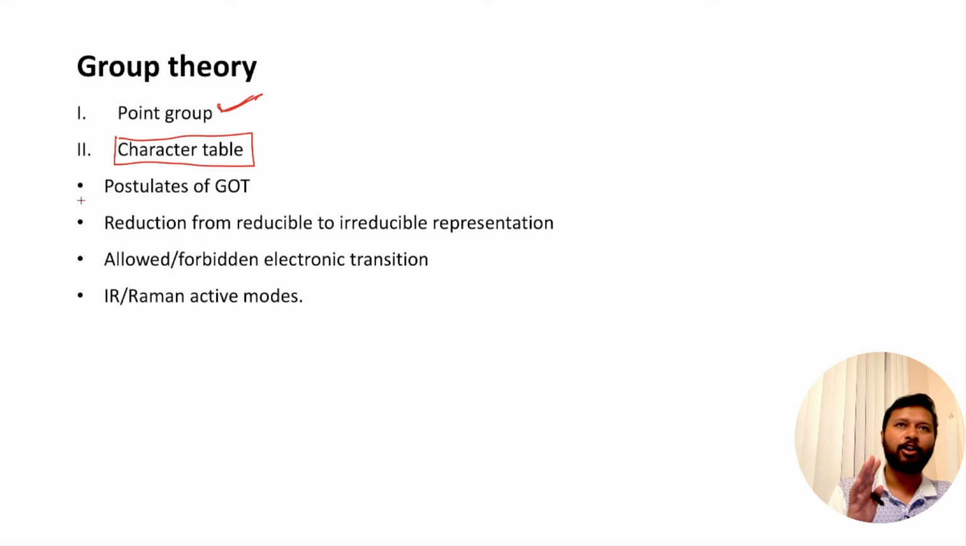All the information is given in a crisp manner so that it won't take much of your time, and you will get a lot of value from there. So yeah, postulates of the great orthogonality theorem, reduction from reducible to irreducible representation, allowed and forbidden electronic transitions, IR and Raman active modes, how to find them. All these things I have explained in my videos. Please watch them, and group theory will be covered over there.